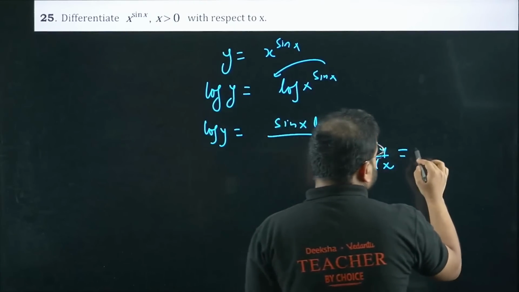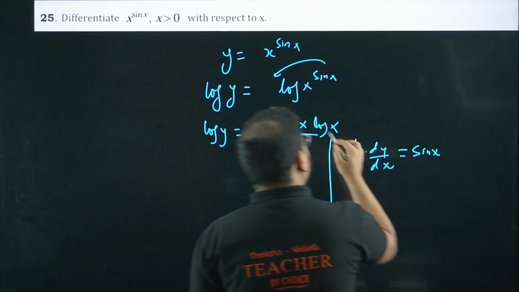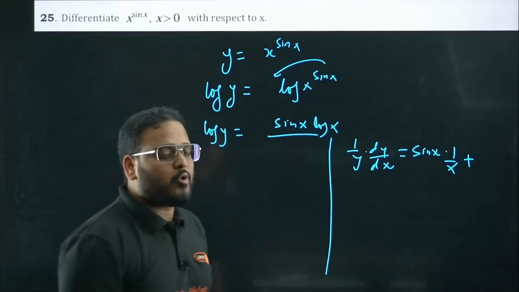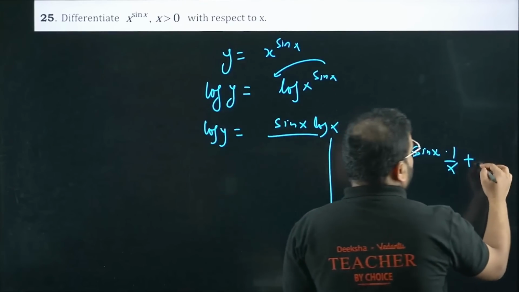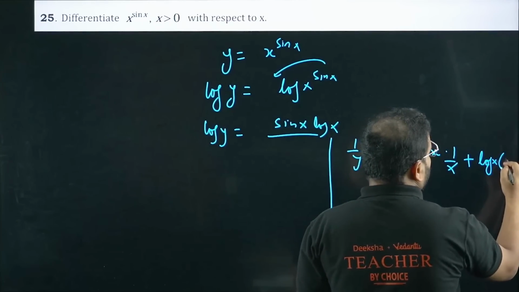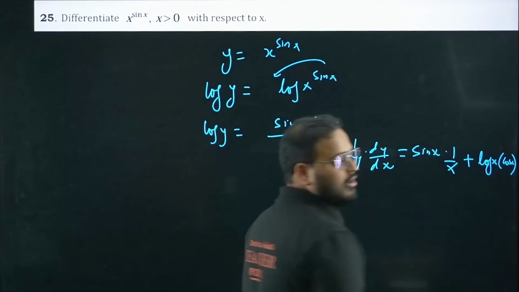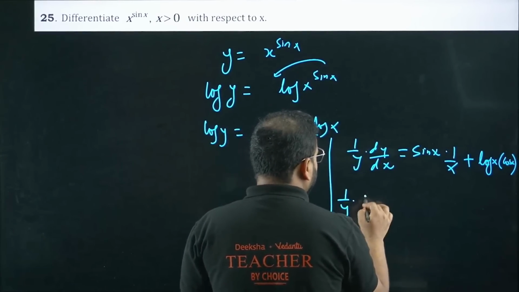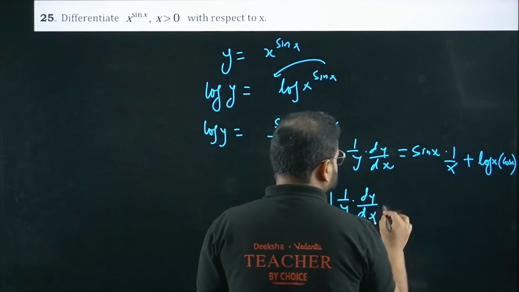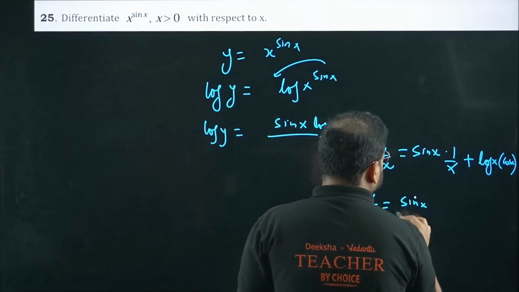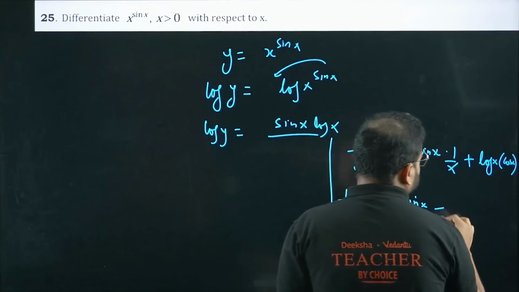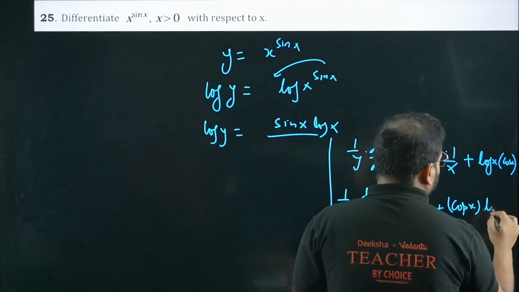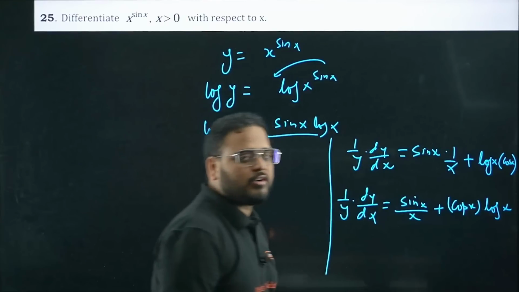Keep sin x as it is, differentiate log x, it will become 1 by x, take the plus sign. This time keep log x as it is and differentiate sin x. We're going to get cos x. I get 1 by y dy by dx equals sin x by x plus cos x, and then you have log x. For sin x we get cos x, that's why.